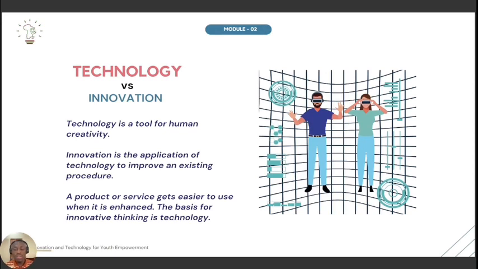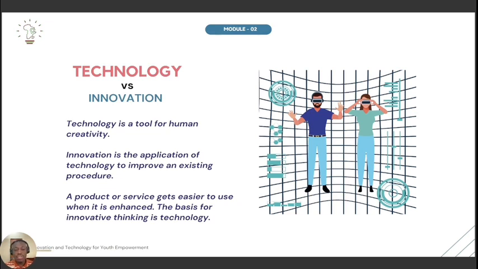Then also let us contrast and compare technology versus innovation. Now, most times people mistake both for each other. Now, technology is simply a tool for human creativity. So that tool that is used to enhance that process is the technology, right? However, innovation is now the application of that technology to improve an existing procedure, okay? Or to even come up with a completely new or novel procedure.